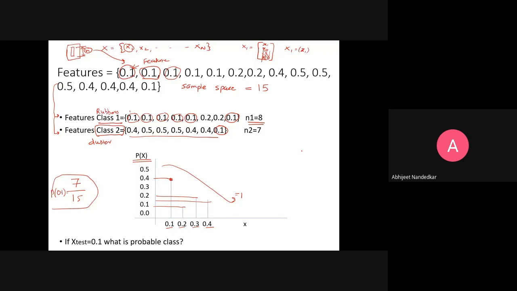Then I count how many times 0.2 is appearing. So 0.2 is appearing 1, 2, 2 times. So this particular point is 2 divided by 15. Like that I can plot all this distribution of probability. So this graph will be the probability distribution graph.